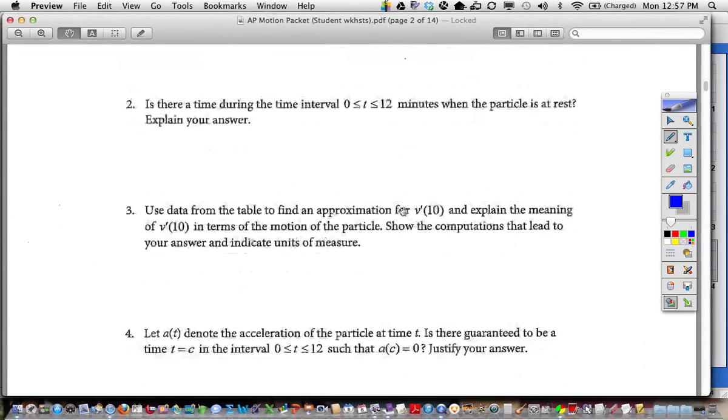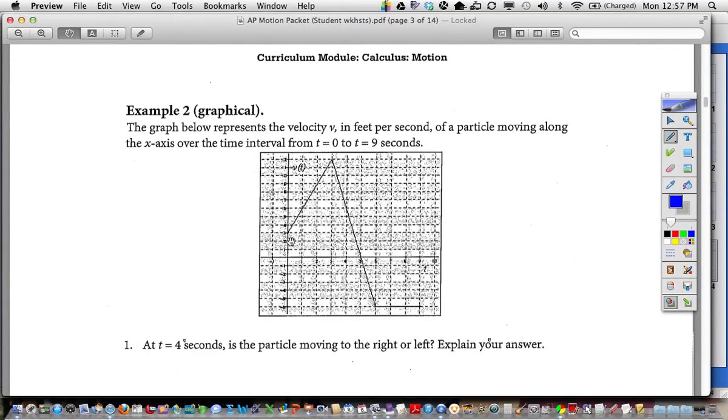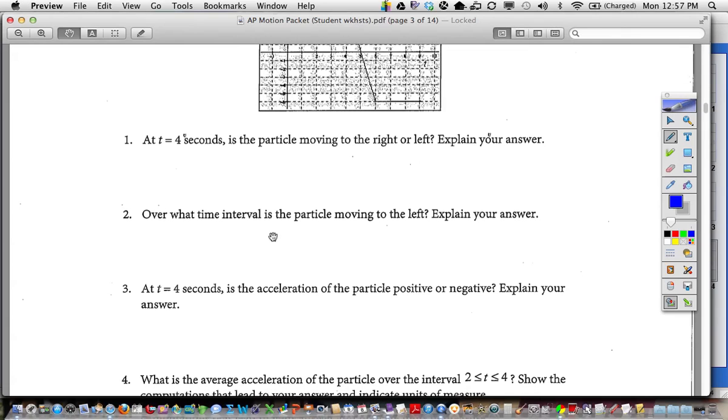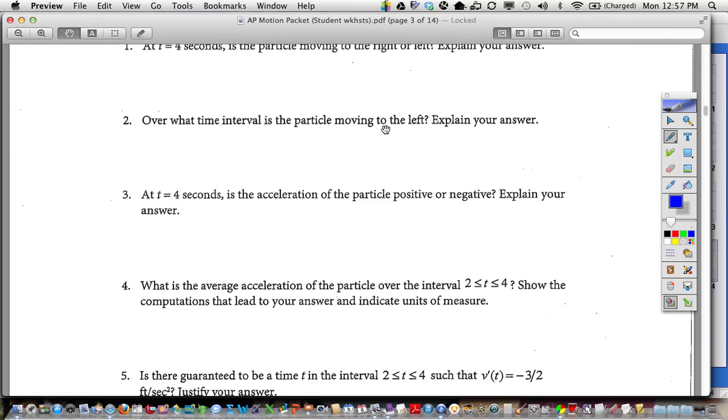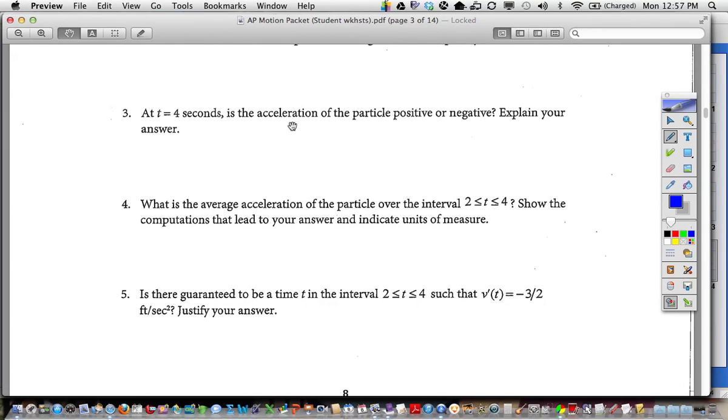Okay, let's go to the next problem. And now you have this thing. You've got a sharp point in there. This is a velocity graph. Is the particle moving right or left? Well, when the velocity is positive, it's going right, negative going left. When's it moving left? Again, that's when the velocity is negative. Acceleration, that'd be what?